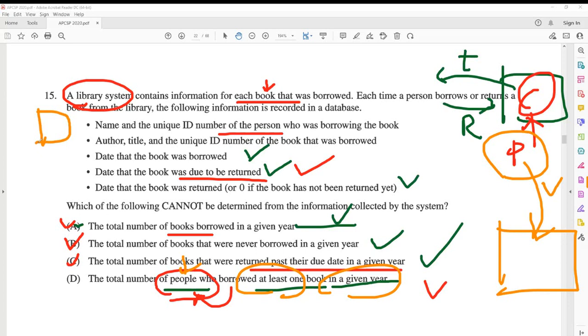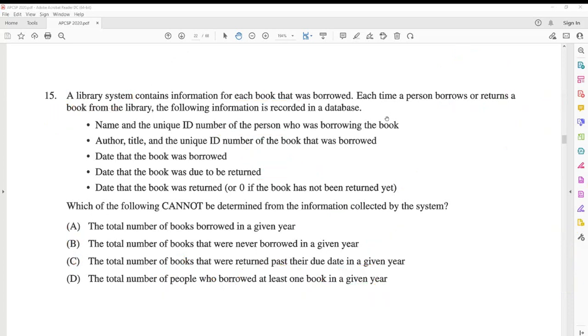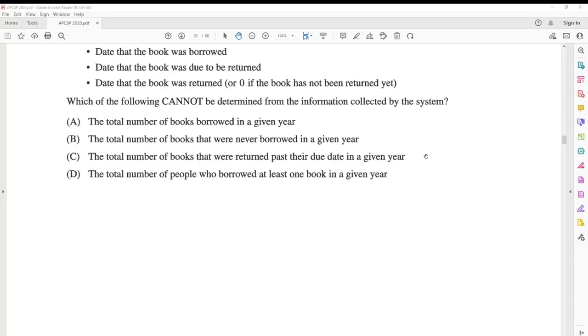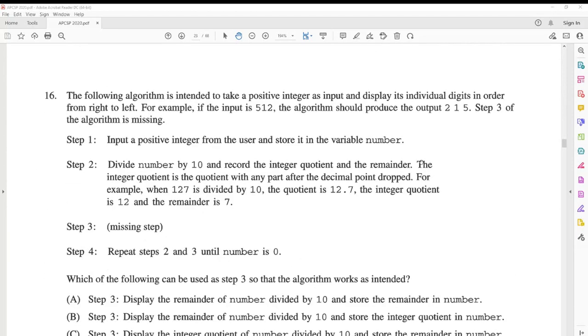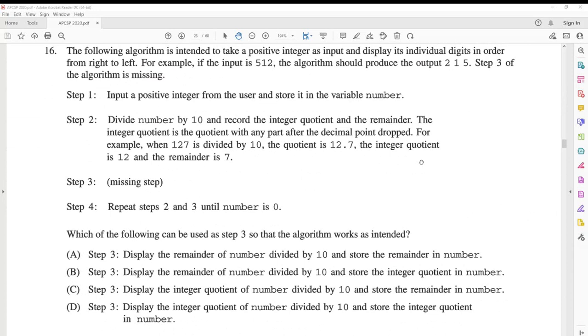Is that okay? Any questions? I'm going slower because this one you have to figure out. From A, B, C, you all had the information regarding the book. The last one is regarding the people, and you cannot limit people to only borrowing books from a certain library system. So whether you determine the people who borrow at least one book or not, you may not be able to know exactly, because you have other libraries you do not take into account.